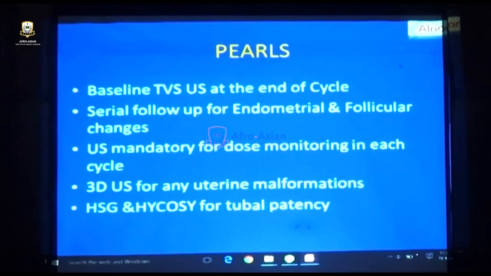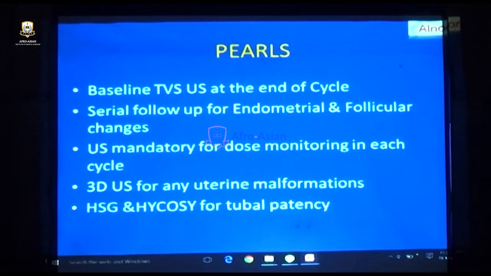So the take-home message is, number one, a baseline TVS ultrasound at the end of the cycle is very, very mandatory. Never do the ultrasound straight at 12 to 14 days. Number two, serial ultrasound follow-up for endometrial and follicle changes. Ultrasound follicular growth alone is not important unless correlated with the endometrial growth.